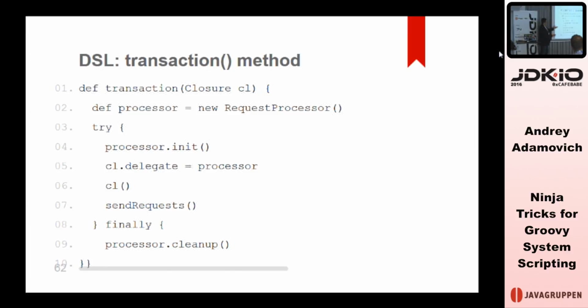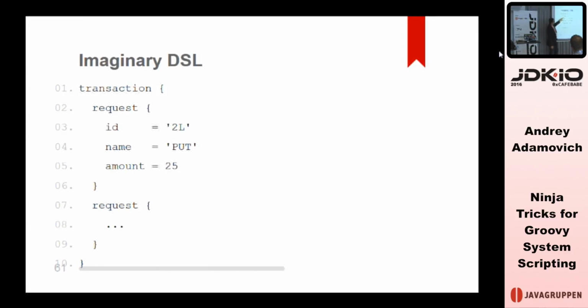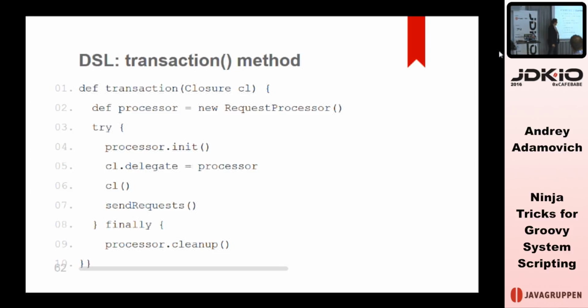And inside that method, we get the delegate for our closure. And we assign it to some request processor. So everything that is inside the closure will be delegated to this class. So the request method will actually be called on the request processor object. But we don't say it here. We say it inside the transaction method using the closure object. And eventually, we call the closure by also assigning the delegate here.